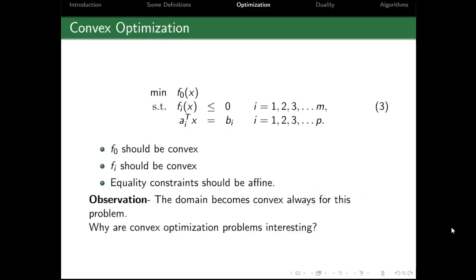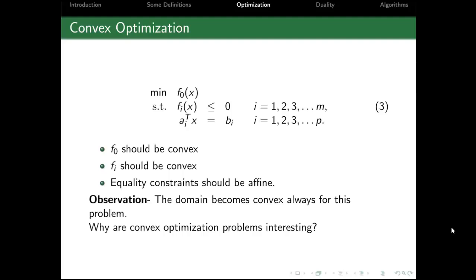An optimization problem which satisfies the given three conditions is known as a convex optimization problem. So first, f naught, the objective function, should be convex. Then the inequality constraints f_i should also be convex, and the equality constraints should be affine. When I say affine, it should be of the form a_i transpose x equal to b_i. So one can observe that the domain has become a convex set right now. The inequality constraints represent a sub-level set of a convex function, so it is a convex set, and a convex set intersection with an affine function is a convex set.